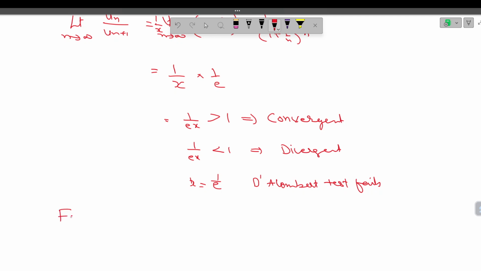So for x equal to 1 by e, in un you have to substitute. What is un?